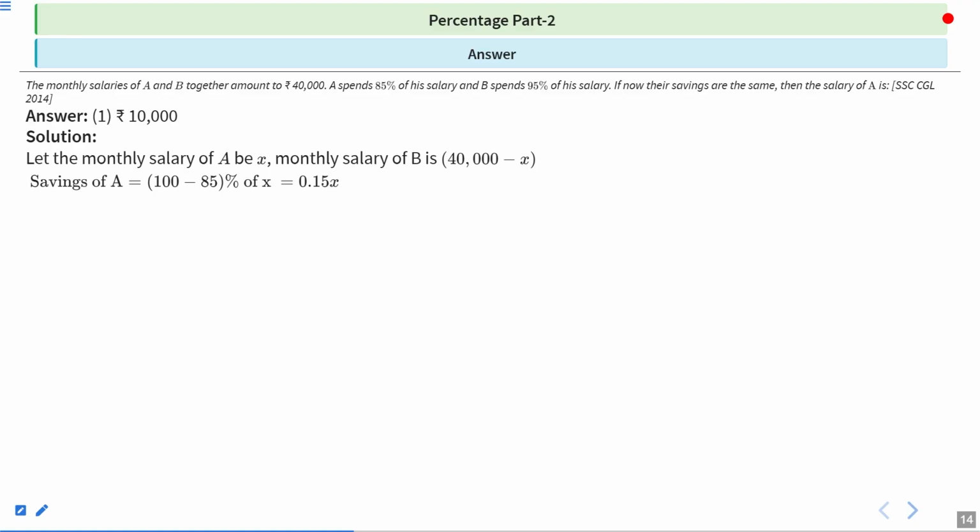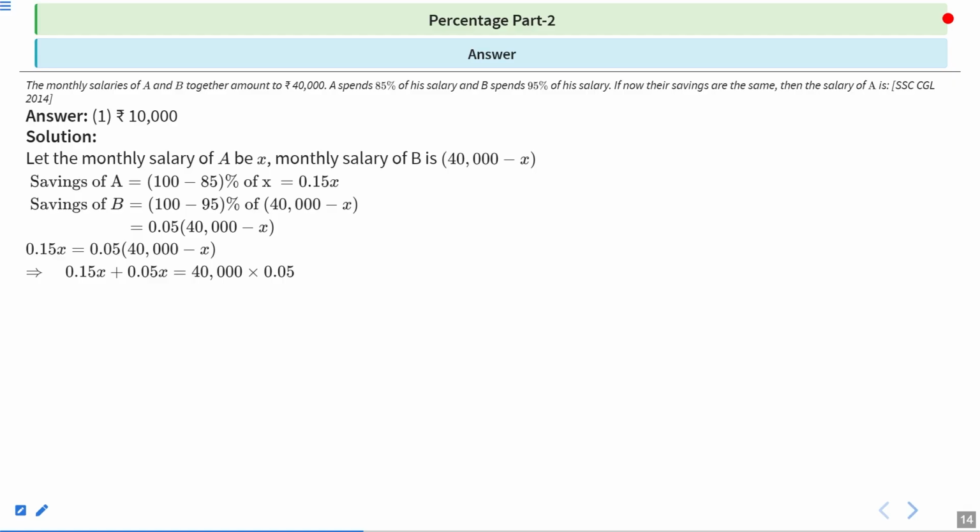So the saving of A is 100 minus 85% of X, which equals 0.15X. Same way, the saving of B will become 100 minus 95% of 40,000 minus X, so we can say 0.05 multiplying by 40,000 minus X. And according to the question, both are equal, so we can compare it: 0.15X equals 0.05 multiplying by 40,000 minus X.